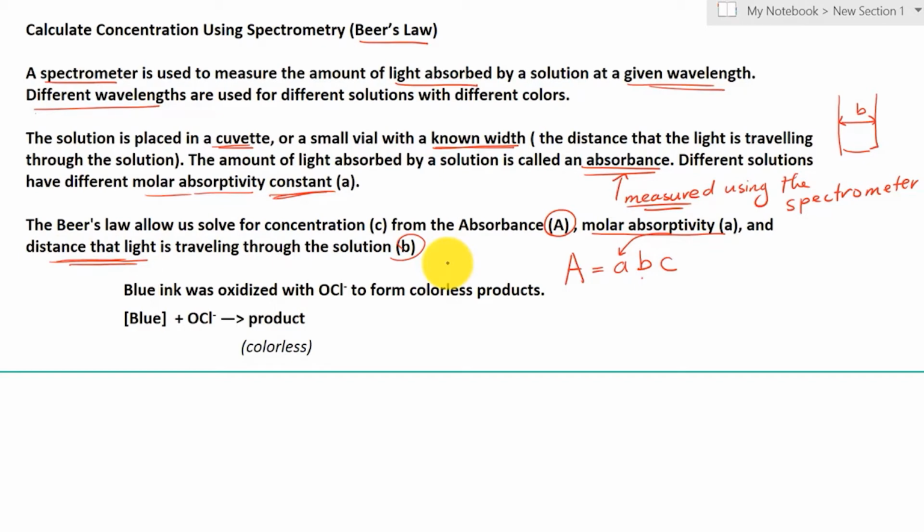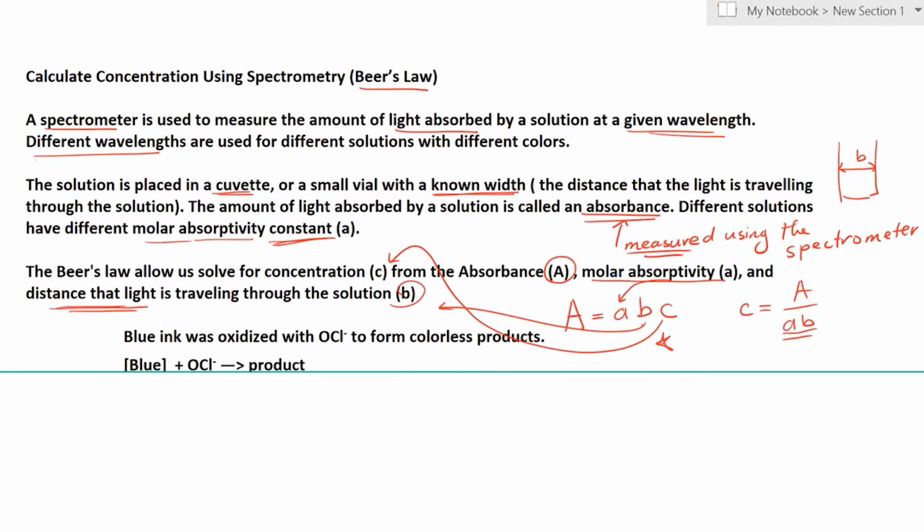Now, what about the last one? The last one is concentration. This is our target right here: the concentration of the substance in the solution, or the concentration of the solute in the solution. This is what we're going to look at most. So in order to determine concentration, which is c, we have to look for A divided by ab. Notice how big A represents absorbance, and the little a represents the molar absorptivity constant.